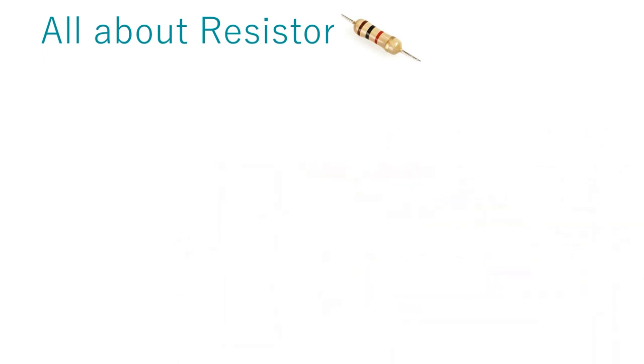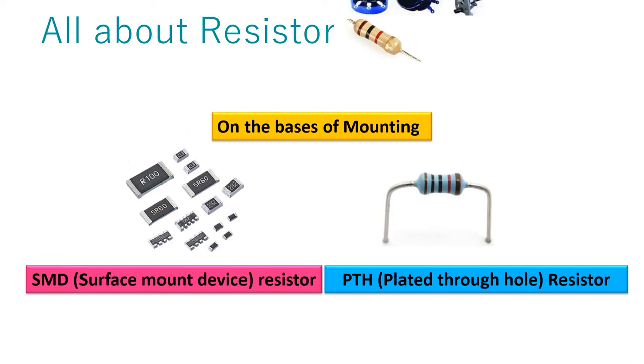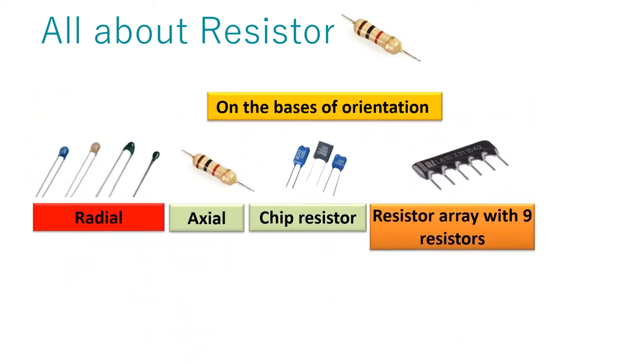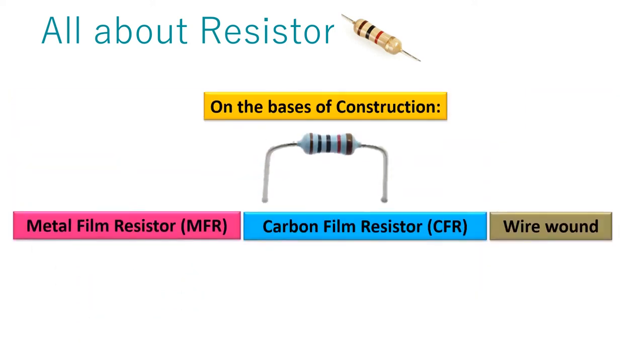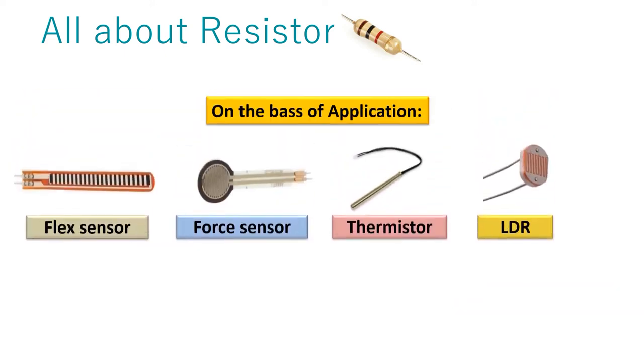The classification of resistors is done on many grounds. On the basis of mounting, resistors are of two types: SMD, surface-mounted resistors, and PTH, plated through-hole resistors. On the basis of value, fixed value and variable value resistors. On the basis of orientation, radial and axial resistors. On the basis of construction, metal film, carbon film and wire wound resistors. These sensors are also a form of resistor. They change their resistance when the temperature is changed, or when force is applied, or when it is folded.